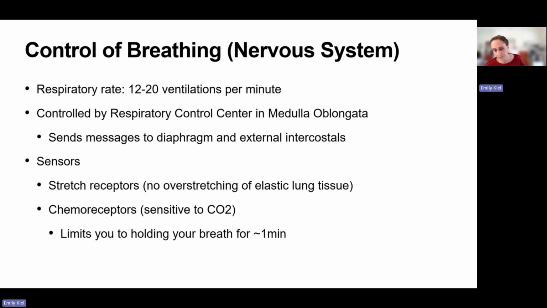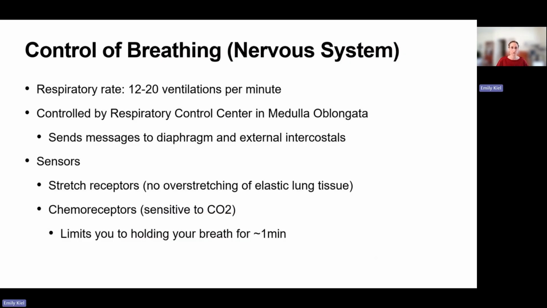So we know how the gas moves, we know how the air moves, but what's controlling everything? That's the nervous system. And so we know our normal respiratory rate is 12 to 20 ventilations per minute, breaths per minute. And this is specifically controlled by the respiratory control center in the medulla oblongata. It's what sends messages to the diaphragm and external intercostals. Those are going to change the volume, change the pressure, and make air flow.